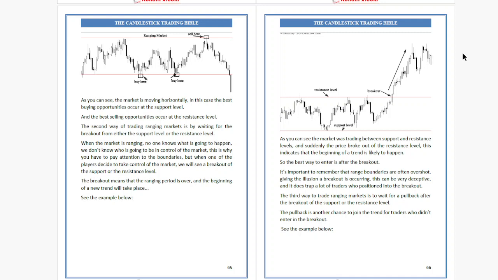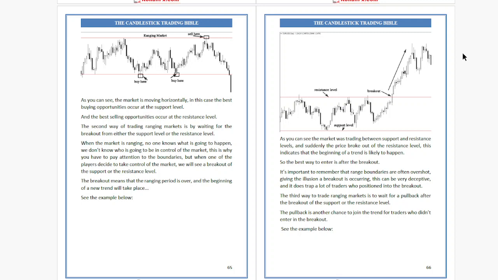resistance level. The second way of trading ranging market is by waiting for the breakout from either the support level or the resistance level. When the market is ranging and no one knows what is going to happen, we don't know who is going to be in control of the market. That is why we have to pay attention to the boundaries. But when one of the players decides to take control of the market, we will see a breakout of the support and the resistance level. The breakout means the ranging period is over and the beginning of a new trend will take place.